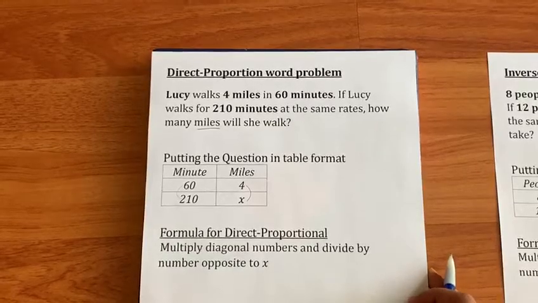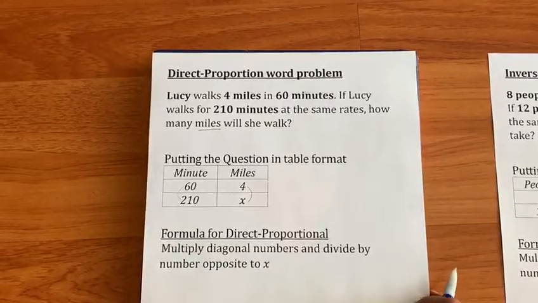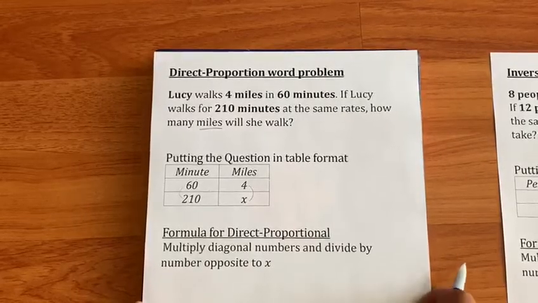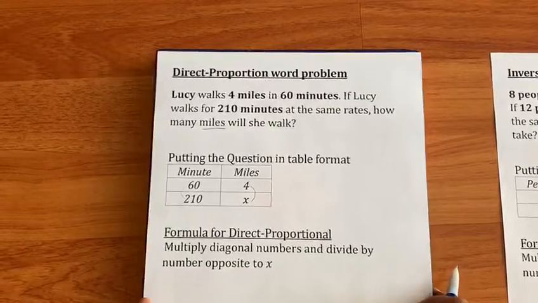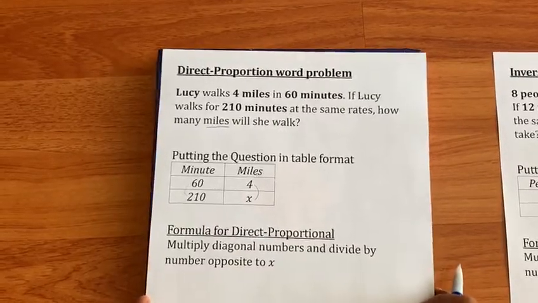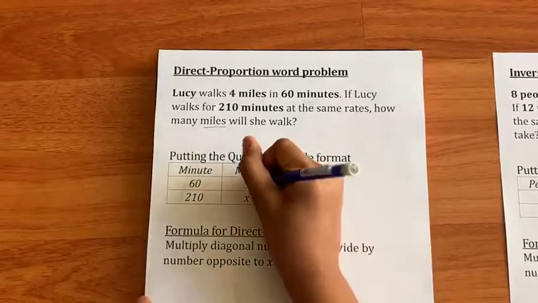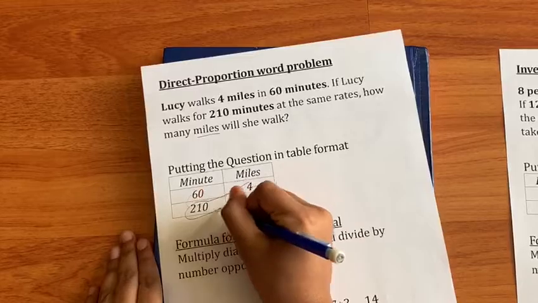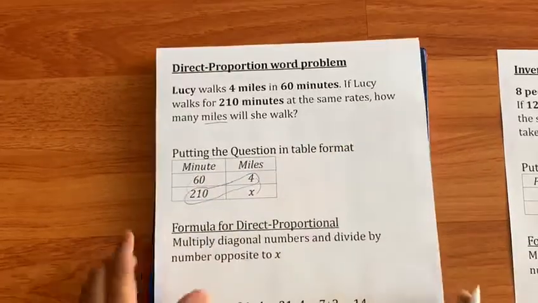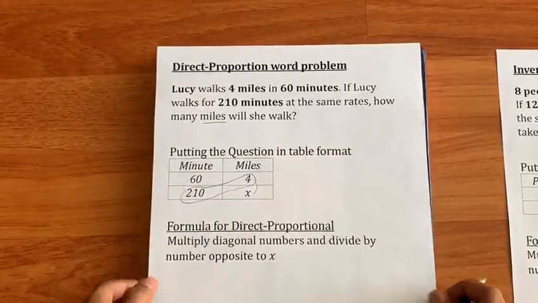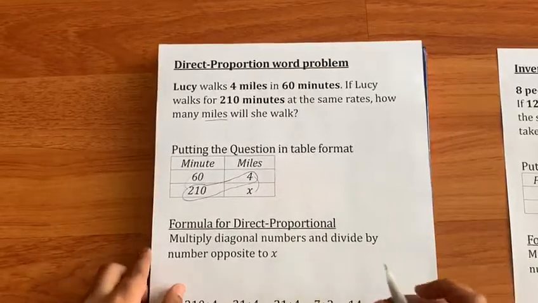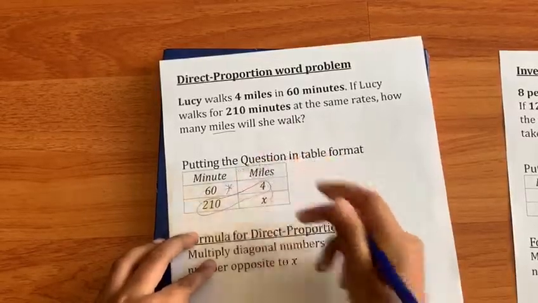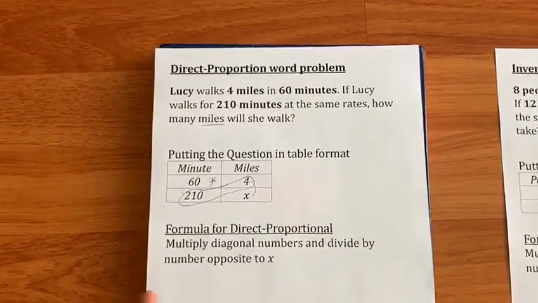So now that we have our question in the table format, we need to solve this with the formula for direct proportion. The formula for direct proportion is to multiply the diagonal numbers. So the diagonal numbers here will be 4 and 210. And then we need to divide by the number opposite to x. Here the number opposite to x would be 60, so we divide by 60.